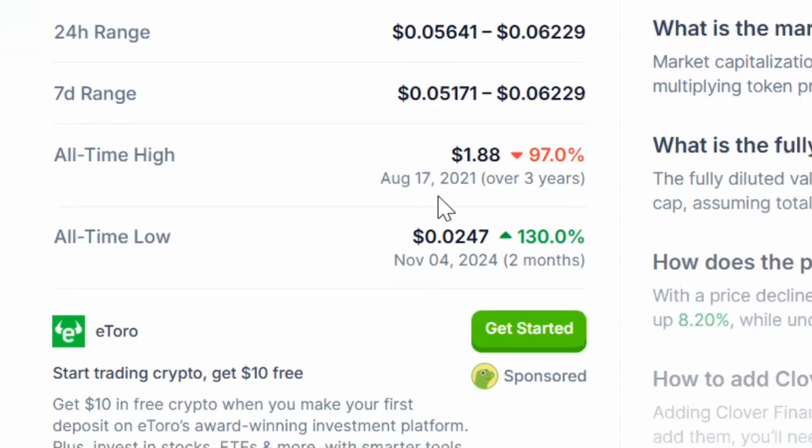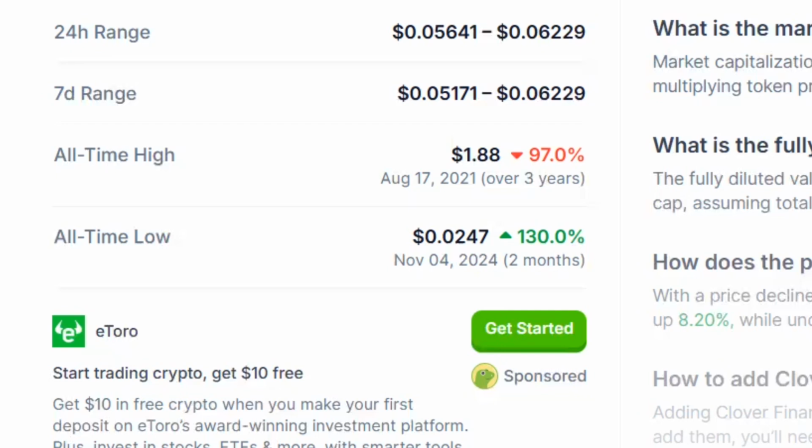Remember, it came out right in the midst of the bull market in 2021, and I started buying it in 2022. The price had gone down some, and my first bag of it was over $1. But when it went down, I was fortunate to buy at much lower prices to improve my dollar cost average. You can see the all-time low was back on November 4th at just under 2.5 cents. Since then, it's up 130%, so this thing definitely has much more room for growth and gains.